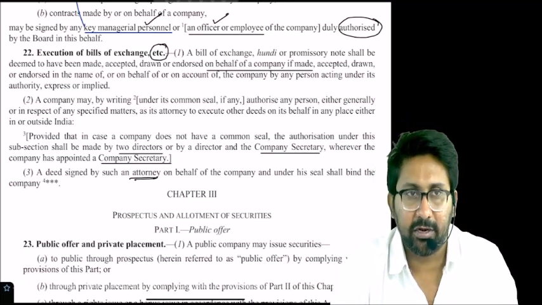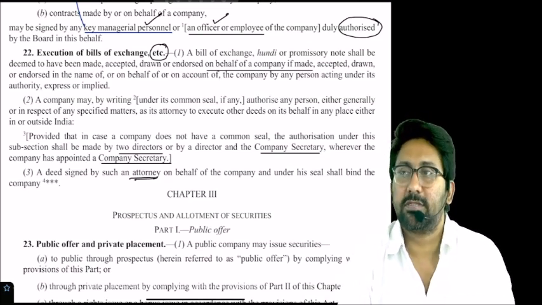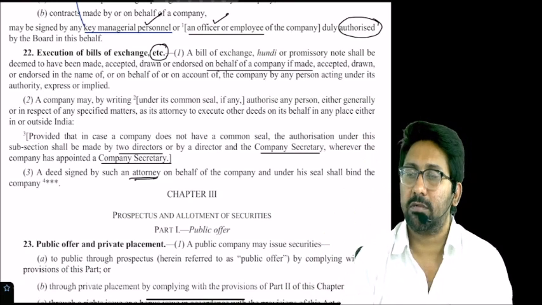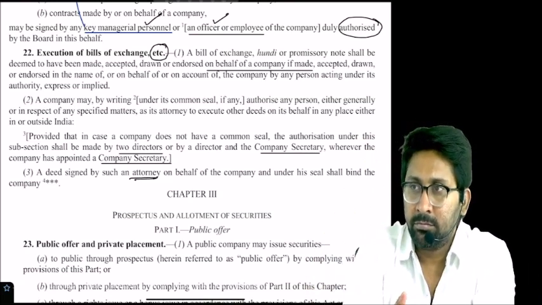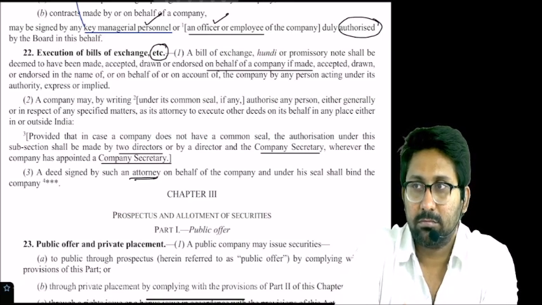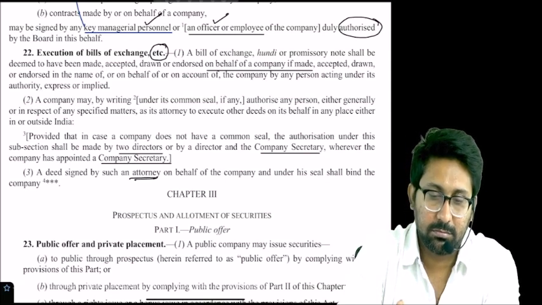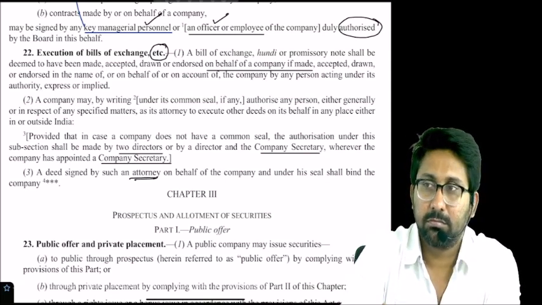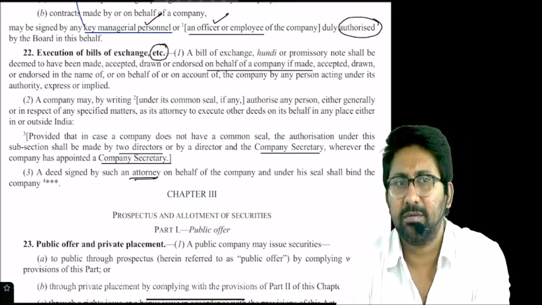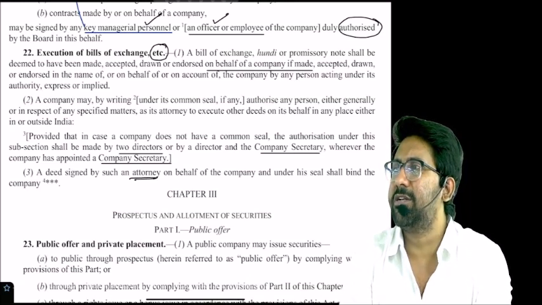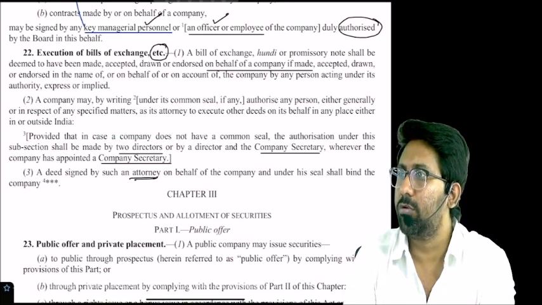Tell me, what is the intent of the section? Yes, one second. Let one person answer. Next, what could be the need for the section? Company cannot do things on its own.